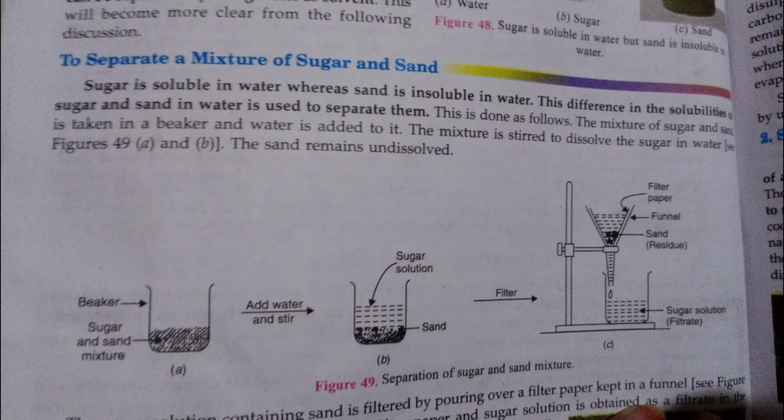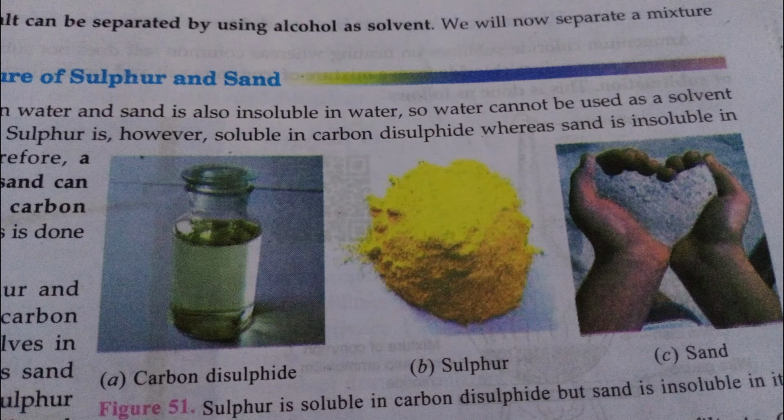The second technique to separate a mixture of sugar and sand: sugar is soluble in water, whereas sand is insoluble in water. This difference of solubilities of sugar and sand in water is used to separate them. With the help of a filter paper, you can separate sand from sugar. Common salt is also soluble in water, whereas sand is insoluble in water. To separate such types of mixtures, we can use water and filter paper as the separation technique.